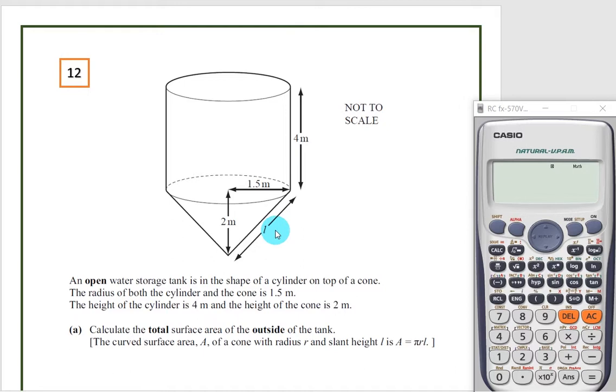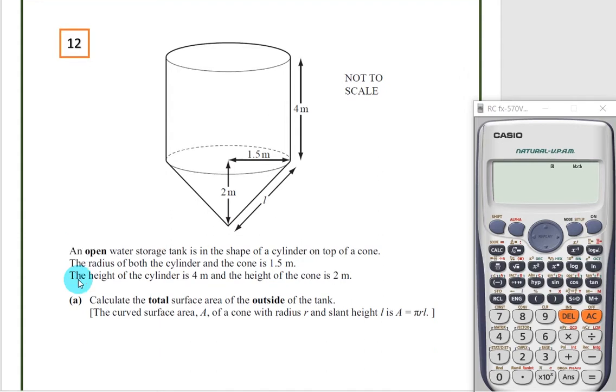Let us start this question. An open water storage tank in the shape of a cylinder on the top of a cone. So cylinder and the cone. The radius of both the cylinder and the cone is the same, 1.5. The height of the cylinder is 4 meters, and the height of the cone is 2 meters.